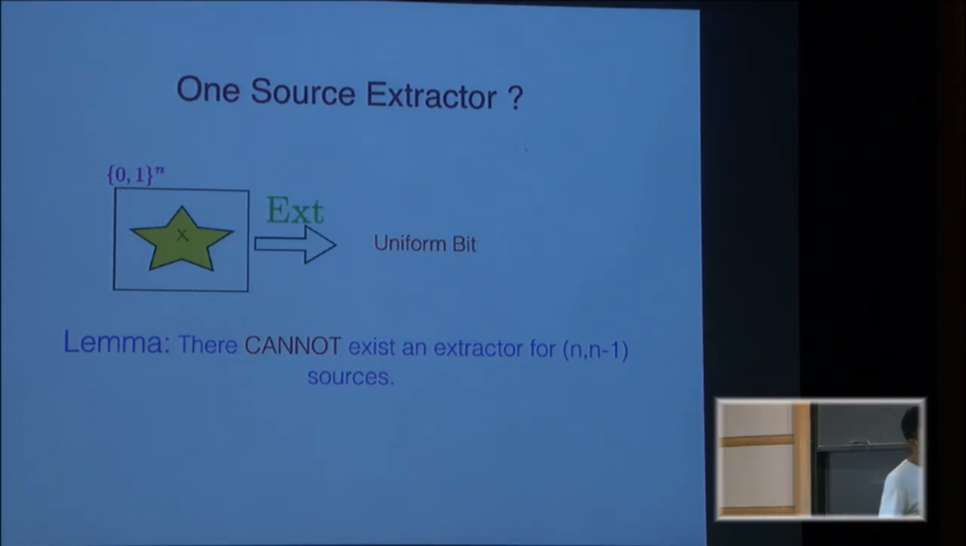It turns out that there cannot exist an extractor that works for any (n, k) source. In fact, it cannot work for any (n, n-1) source. Even if you look at the class of all distributions that have entropy at least n minus 1, you cannot even get one single bit out of it. Yeah, that's right.